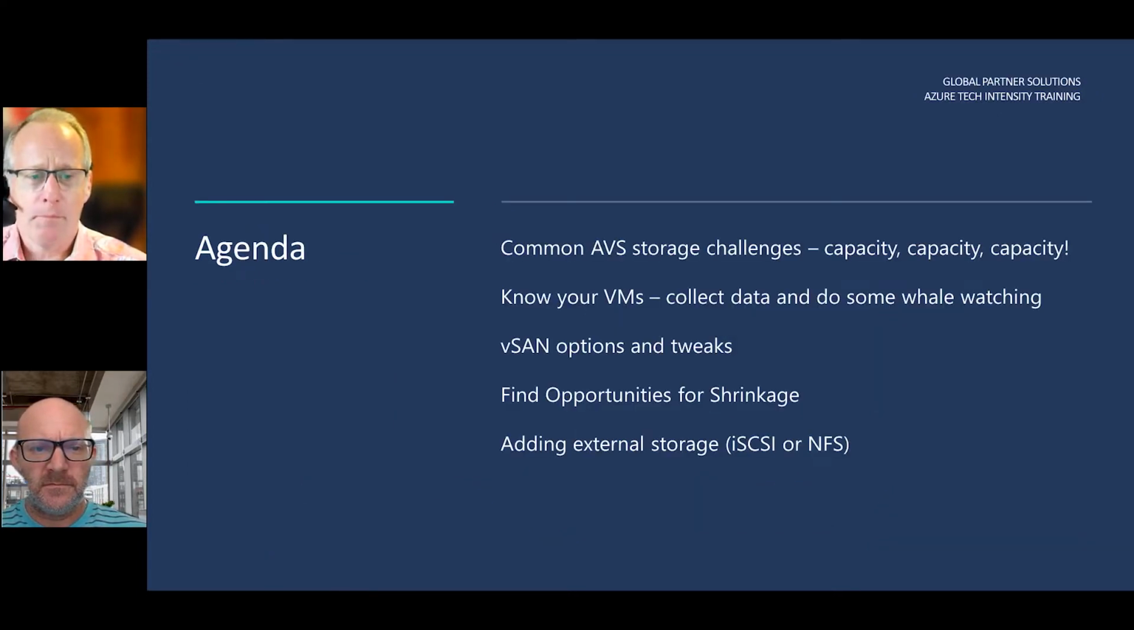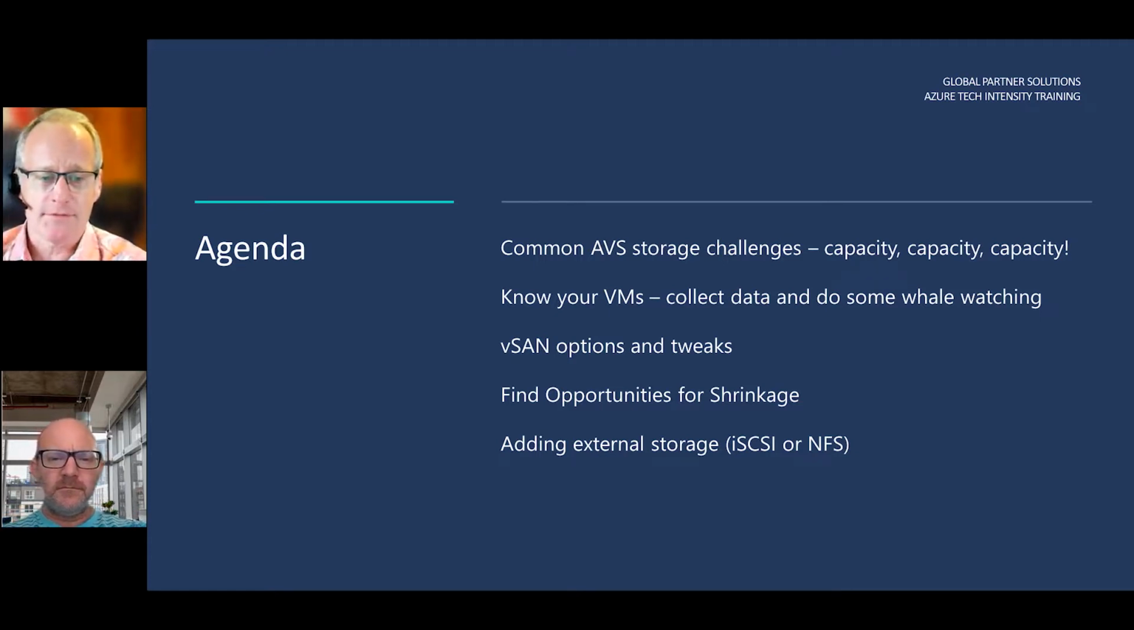We're going to run through a couple of quick common storage challenges that people run into, primarily capacity. I'll talk a little bit about data collection and how you might pursue collecting some data and analytics around your workloads that you're going to be moving to AVS. Some options for adjusting vSAN, and then really dive into opportunities for both shrinking VMs before and after you move them to AVS, but also options for adding external storage, including using iSCSI or NFS to storage-bound clusters with AVS.